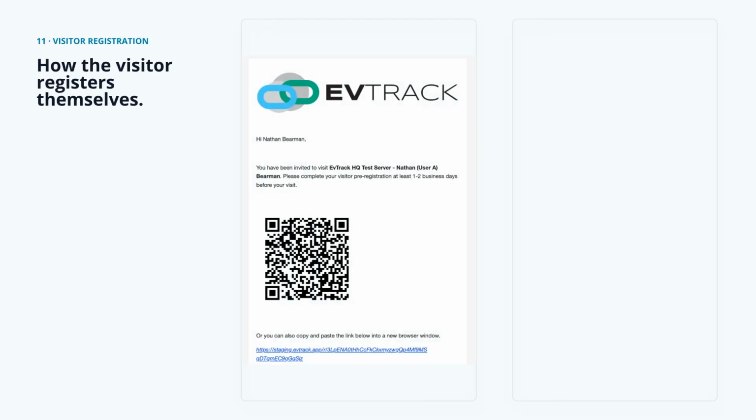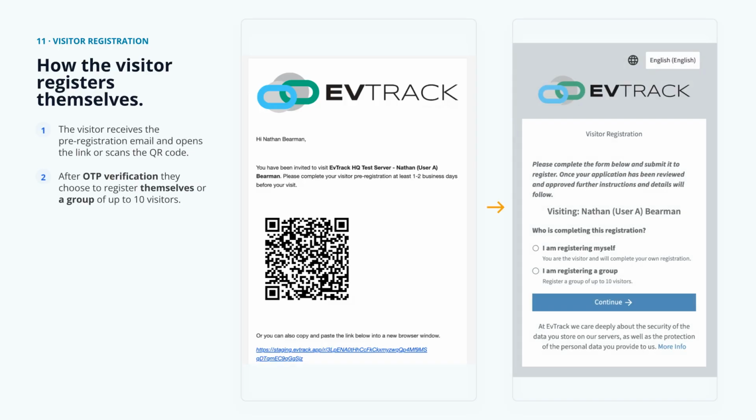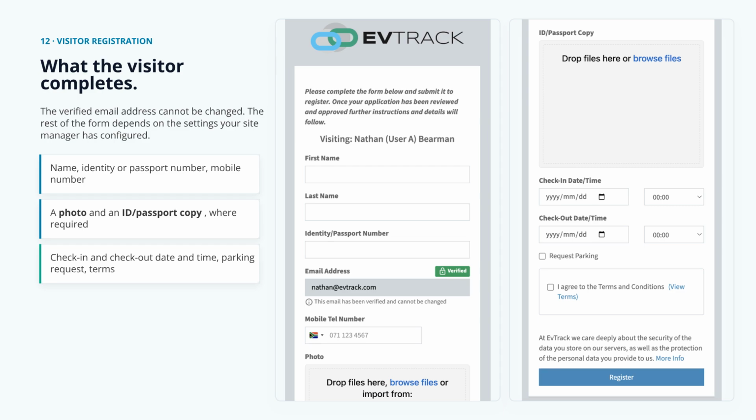Upon receiving the email, the visitor opens the link or scans the code. After completing OTP verification, they can choose to register individually or as part of a group. Finally, the visitor completes the registration form by providing their personal details, photo, and identification. Once they agree to the terms, the application is submitted for your review.